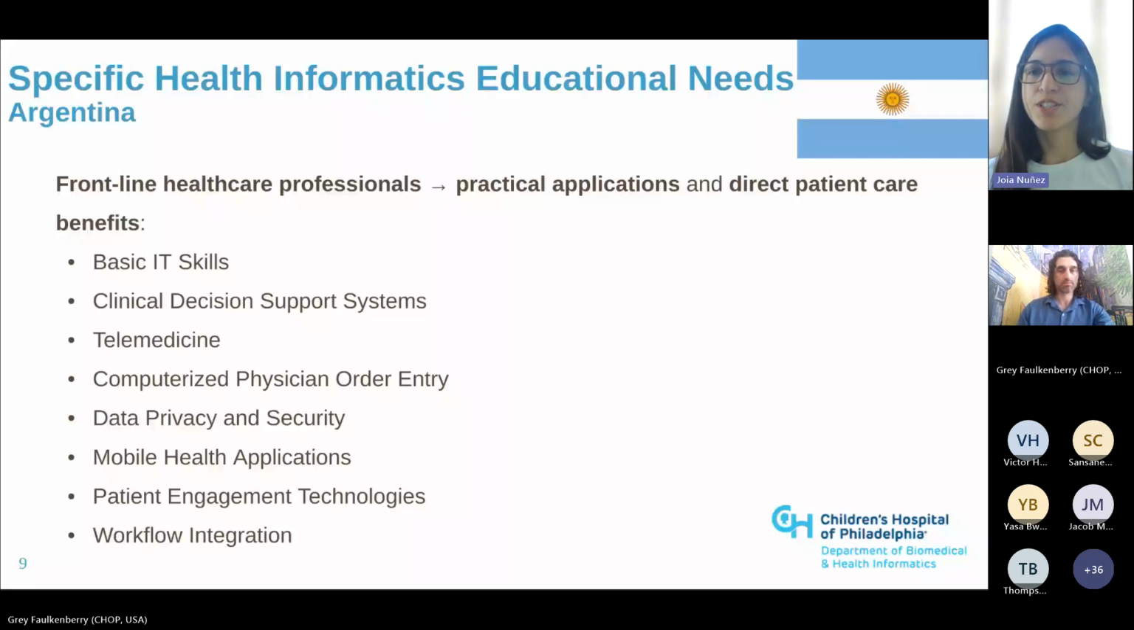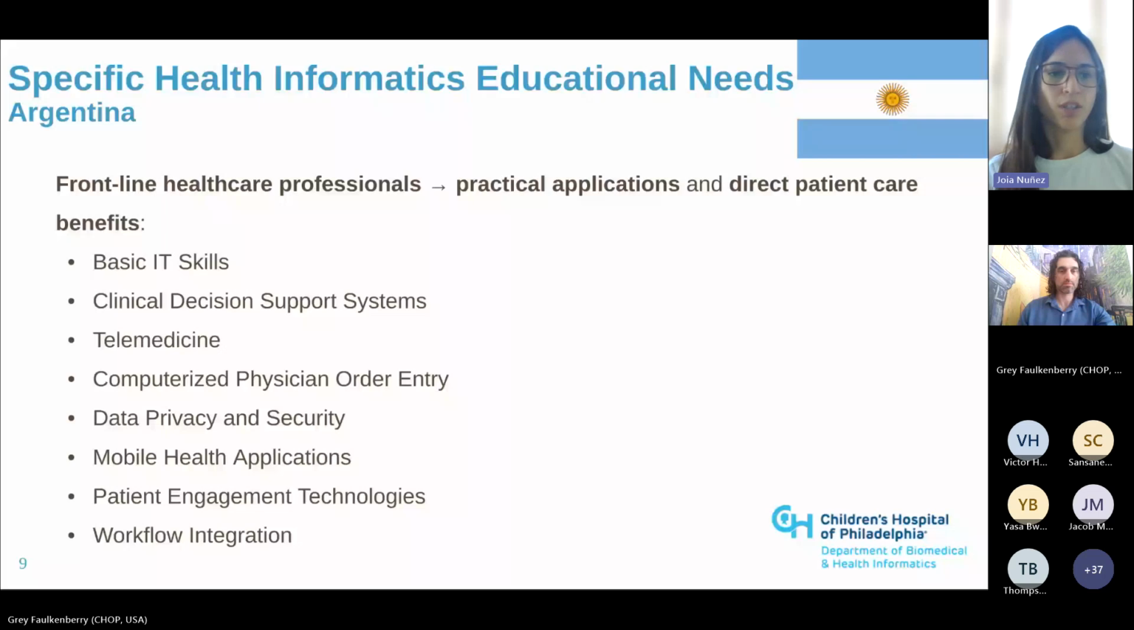When we talk about the specific needs for health informatics, since this is a discipline that combines the healthcare field as well as the informatic or IT sphere, I thought that there were different goals and different mindsets towards the approach of each one. So for the frontline healthcare professionals, the main goal is to be able to use and apply practical applications to their daily basis, as well as see direct patient care benefits.